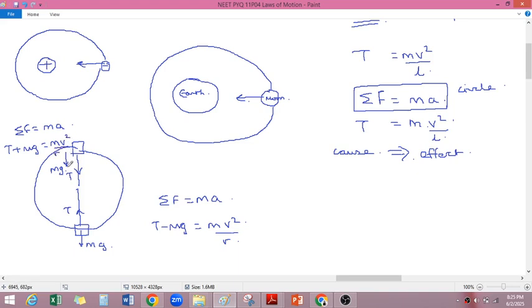I think I talked about this somewhere else, I don't remember. But the concept is that towards the center is positive, away from the center is negative. You see, mg is negative in one case. Towards the center, tension is positive, and towards the center mg is positive. So here it is positive. In the case of circular motion, towards the center is positive. If you have not taken it down, take it down properly. Towards the center means we will take it as positive force.